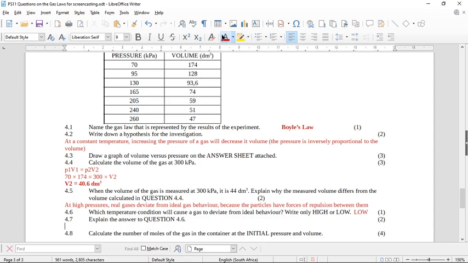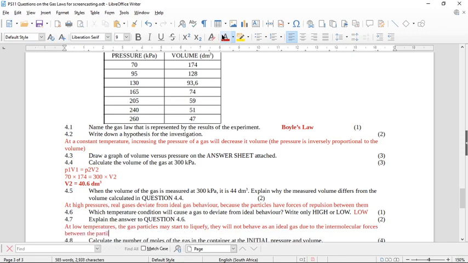Okay, what happens at low temperatures? At low temperatures, the gas particles may start to liquefy. Okay, they will not behave as an ideal gas, due to the intermolecular forces between the particles.